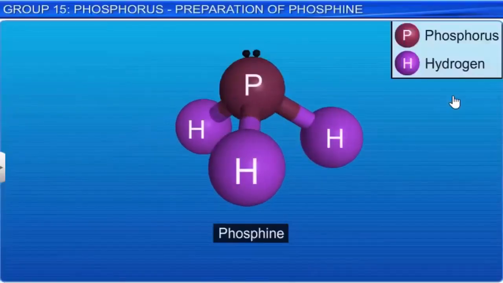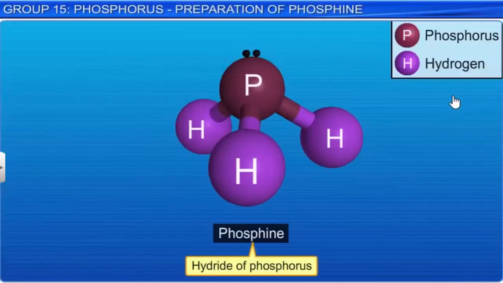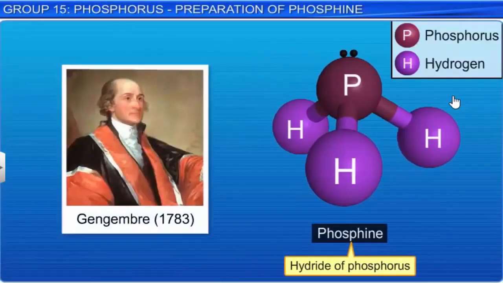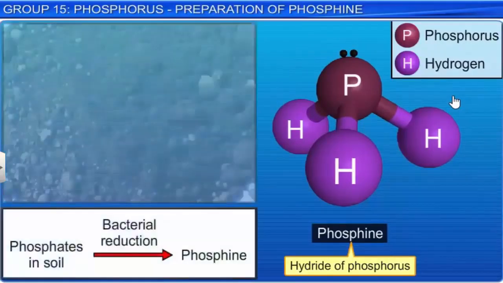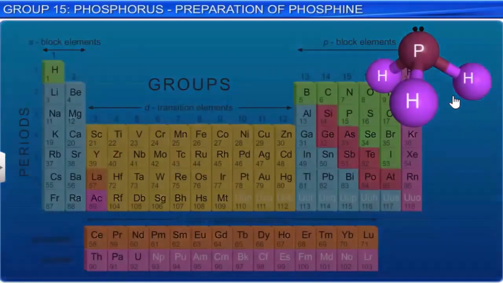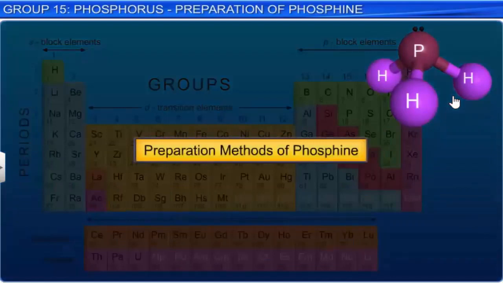You know that phosphine is a hydride of phosphorus. It was discovered by Jean Gembre in 1783. It is formed in the soil by the bacterial reduction of phosphates. Let us begin our study with the methods to prepare phosphine.